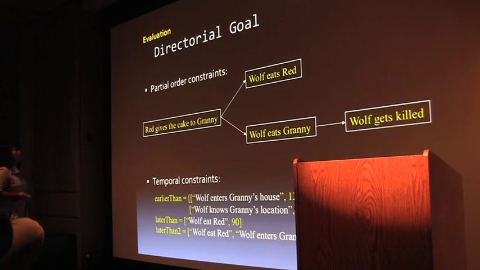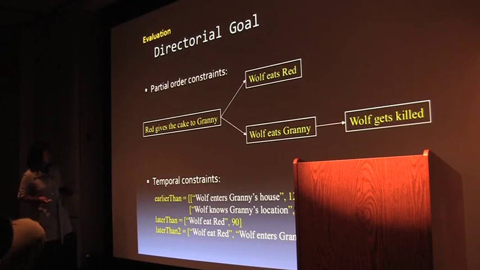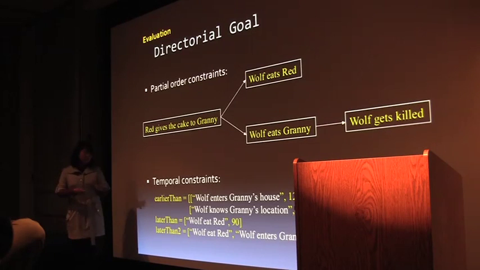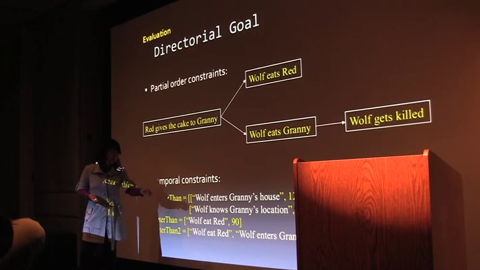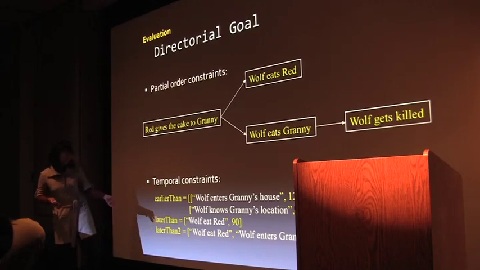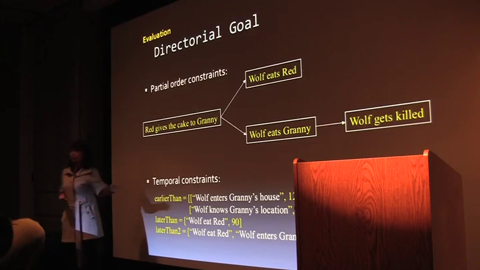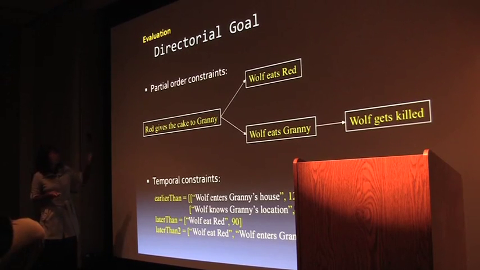Here is an example of directorial goals. As you can see, you can specify several partial orders for the interaction, and then you can specify several temporal constraints, like certain events should happen before a certain number of steps or after a certain number of steps. For example, Wolf eat Little Red Riding Hood should happen 10 steps after Wolf enter Granny's house. That's just an example to show that the author has the freedom to combine temporal constraints with partial order constraints when designing the plot of the story.